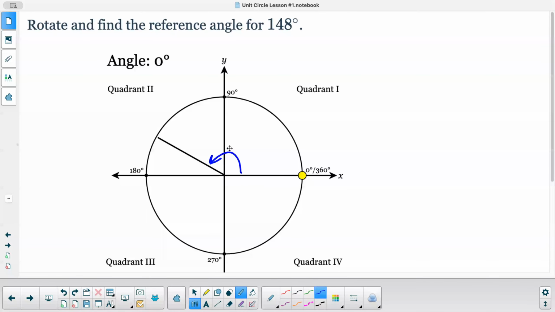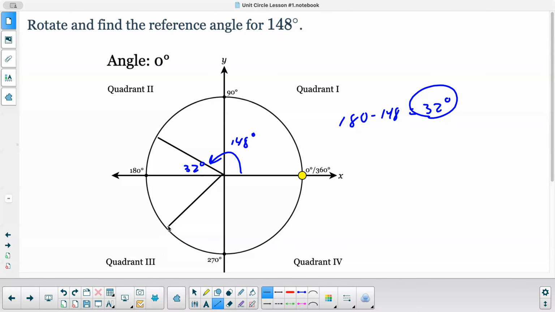So 148. There it is. So it's 180 minus 148, and that gives me 32 degrees. That's my reference angle right here. Now, if I want to find reference angles in other quadrants, we would draw the 32-degree angle here. We would do the same thing over here, and we could do the same thing in this quadrant.